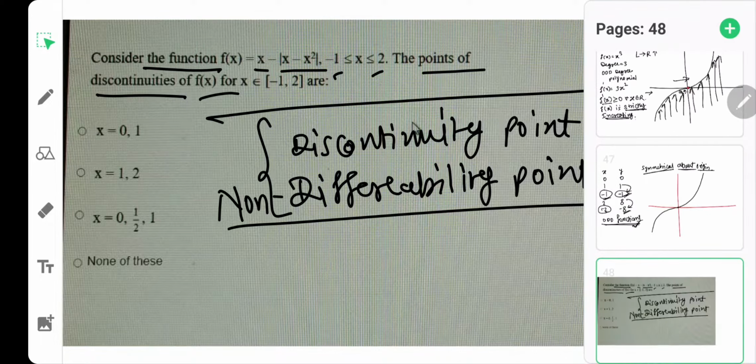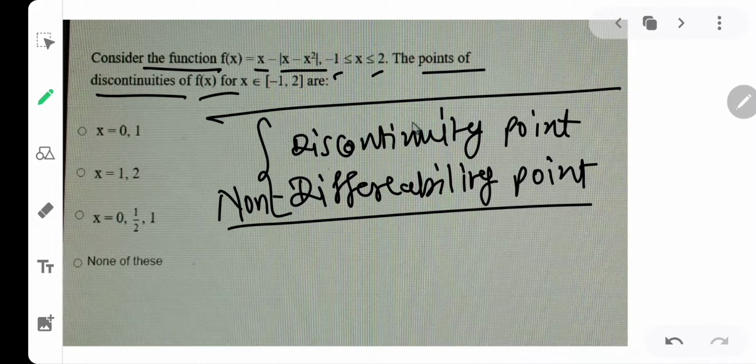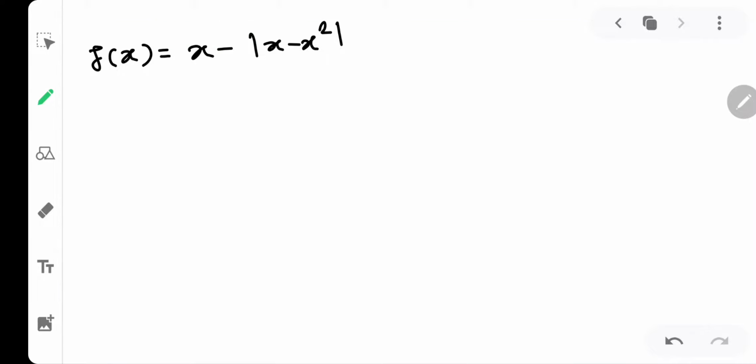Okay, so the domain is −1 to 2. What I would do is, first of all, write down f(x). Very sorry, I just missed out the pen. Okay, x − |x| − x². Very nice. Let us check whether it is correct. And the domain is −1 to 2. Let me just rephrase this: x minus, I'll take x common, x(1 − x).